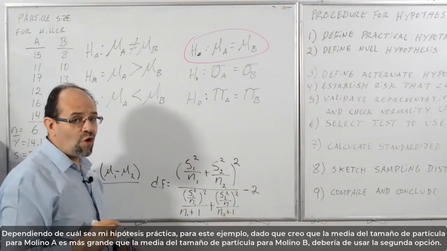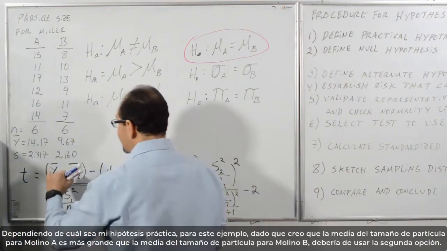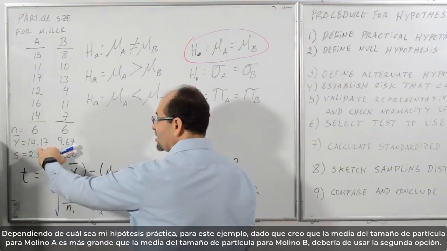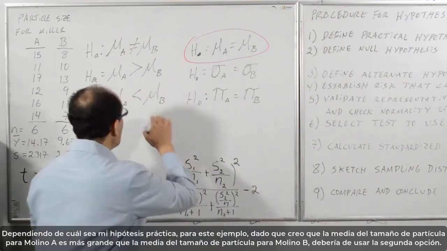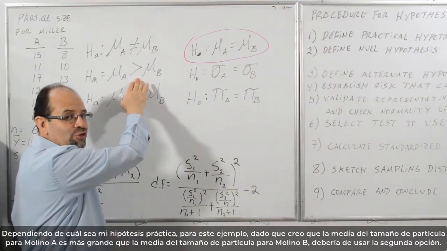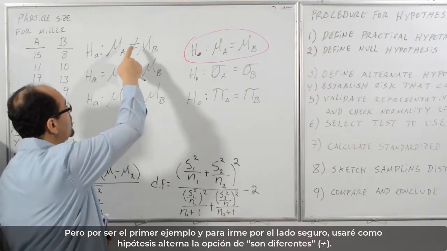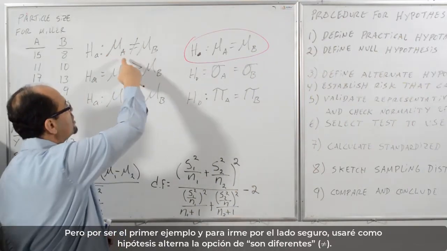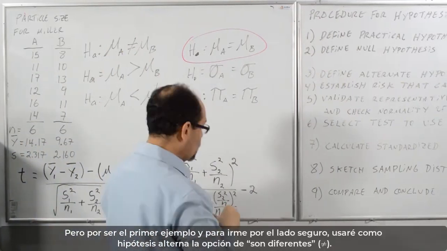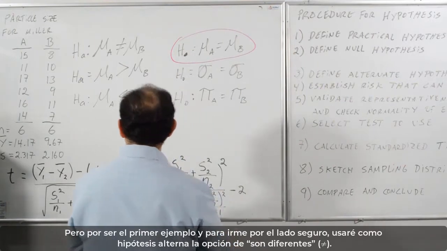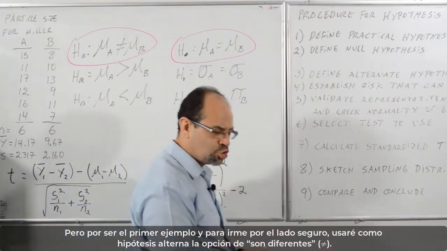It depends on what my practical hypothesis is. For this example, since I think that the mean of particle size for Miller A is bigger than the mean particle size for Miller B, I should use the second option. But just to start, and to be safe, I will use "they are not the same, they are different." That is the one I will select as my alternate hypothesis, just to be safe.